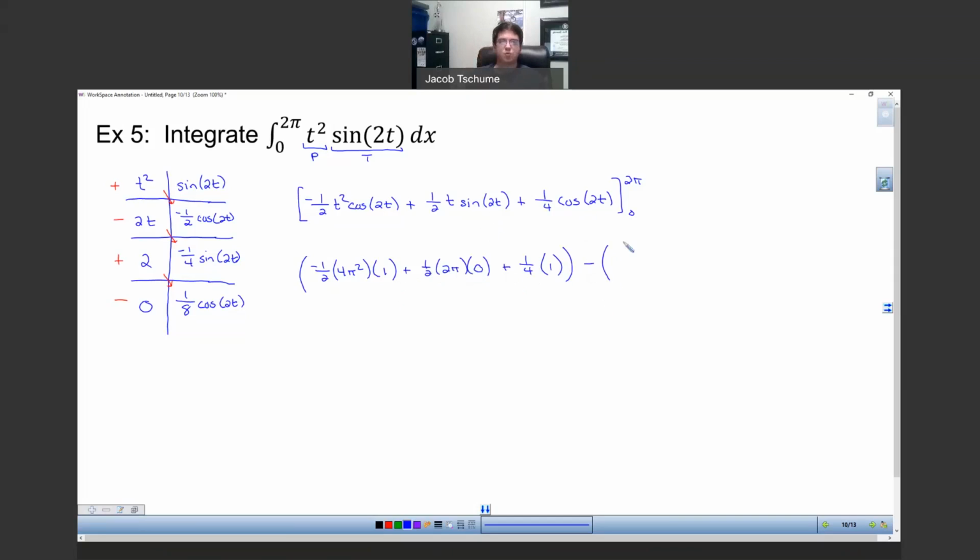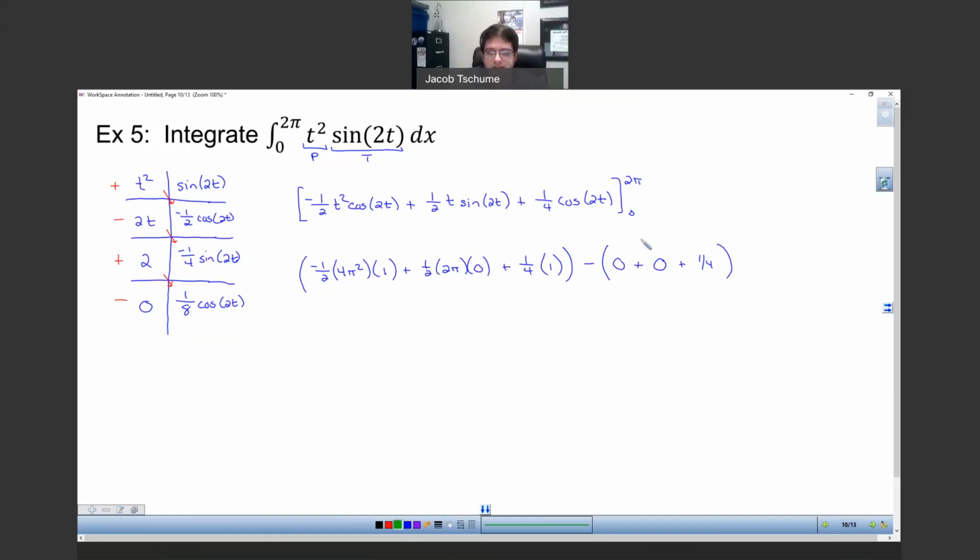Minus, when you plug 0 in, do not jump the gun and think everything will cancel, because it cancels a lot of this, but not everything. The first term does cancel because t squared would become 0, so that whole term becomes 0. There's also a t in the second term, so that second term also becomes 0. But in the last term, the cosine of 0 is actually 1, and 1 times a fourth is going to be a fourth.